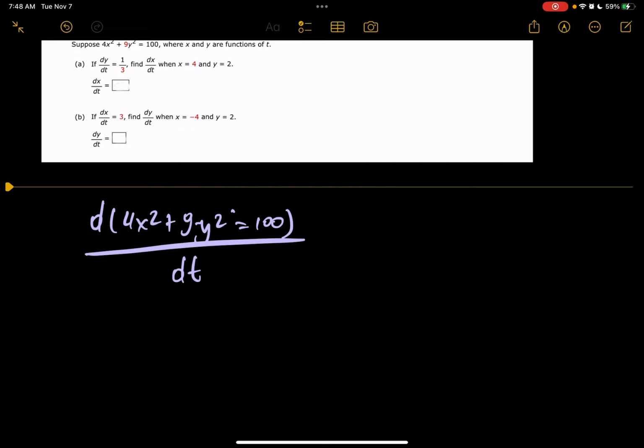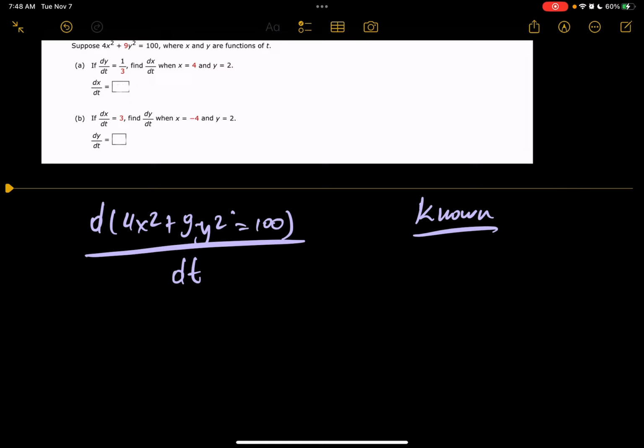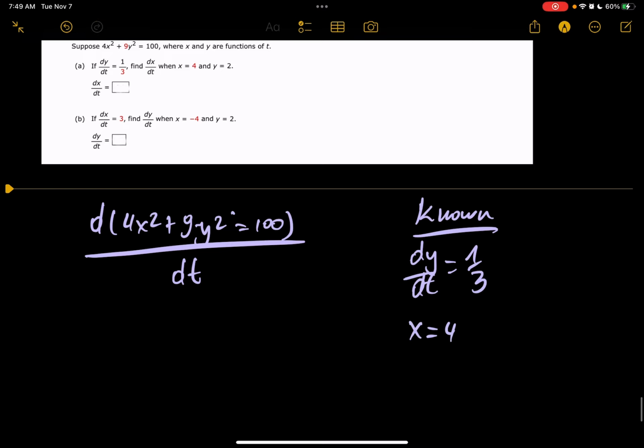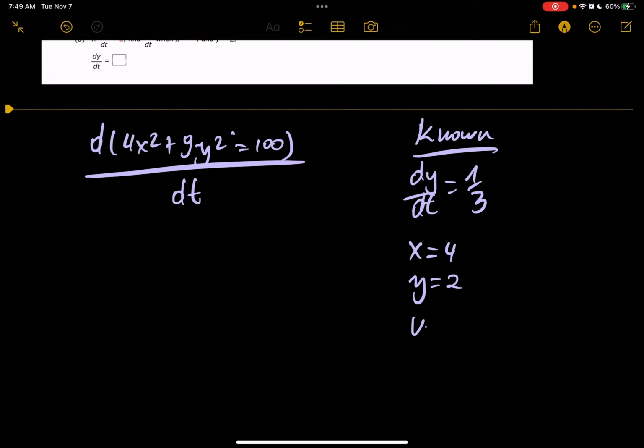But first, what I like to do is list what I know. So what I know, according to this equation, is that at a certain point, the derivative of y with respect to t is equal to 1/3, the value of x at that moment is 4, and the value of y at that moment is 2. So these are my knowns. And my unknown, what is that? dx/dt. So the rate of change of x at this point is what I'm trying to find.